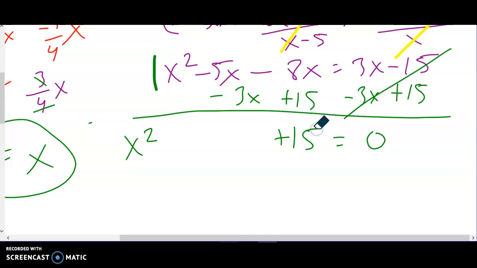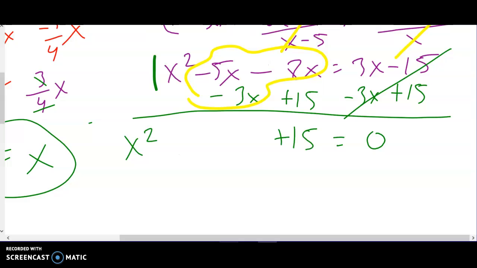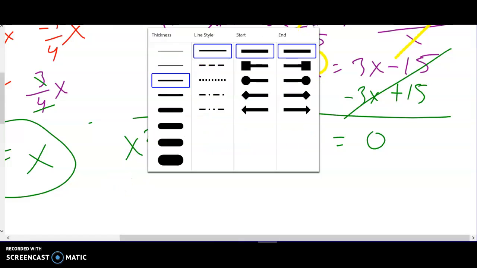Alrighty. My x's, we end up with minus 5, minus 8, minus 3, so minus 16x. Alright. Let's see if this guy factors.